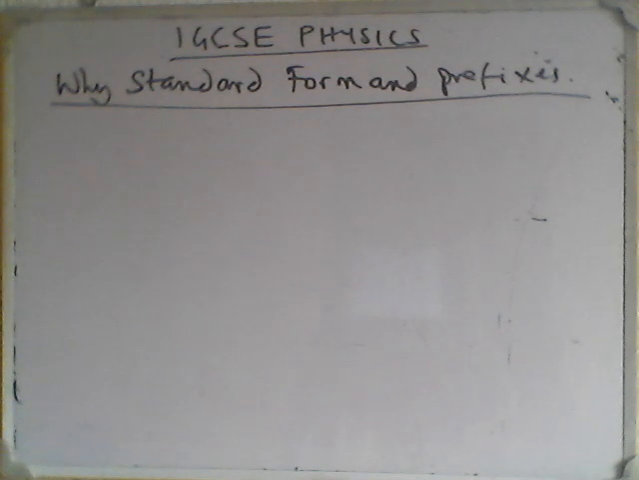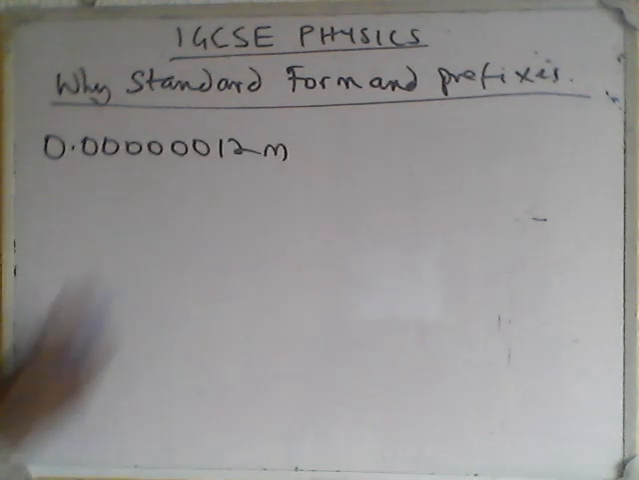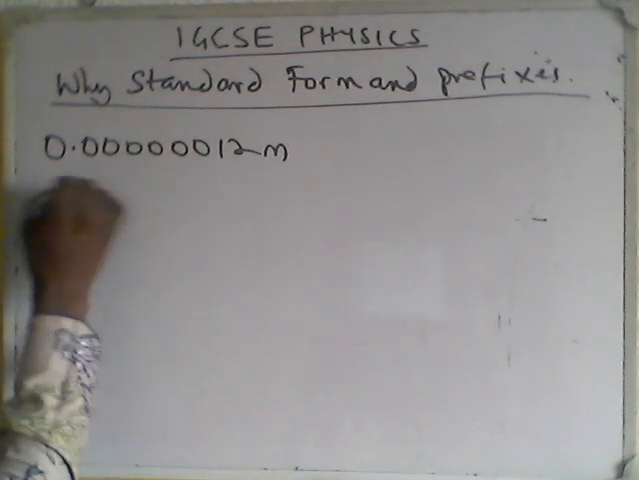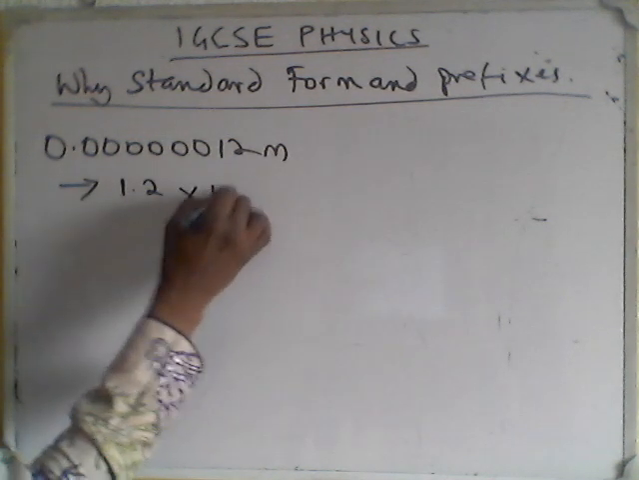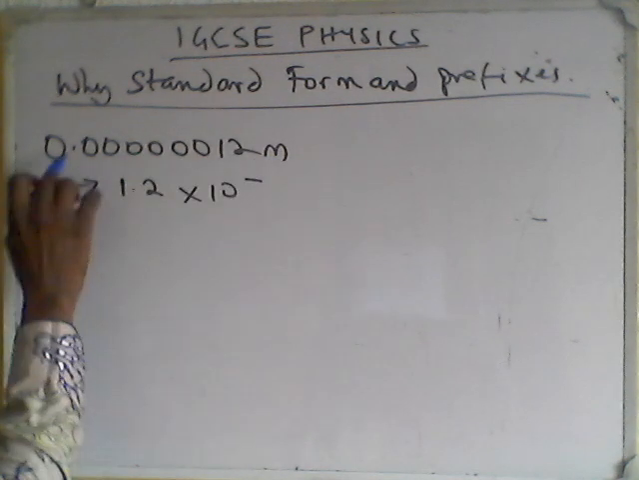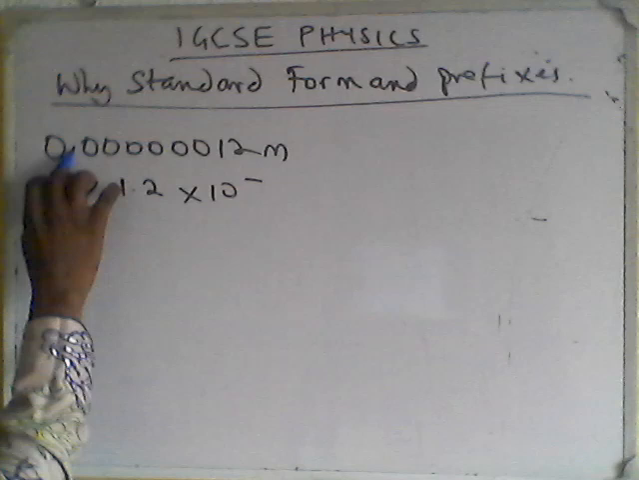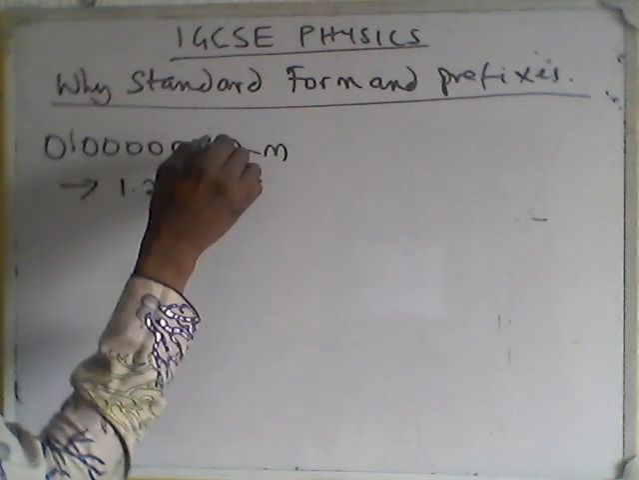That's prefix. But for standard form, instead of writing large numbers or very small numbers, for instance, if I have a number like this, 0.00000012 meters, instead of writing it like this all the time, I will convert it to standard form, and I will say it is 1.2 times 10 to the power minus. Now, whatever I'm going to put here as the exponent will come from the number of times I have moved this decimal position to this point.